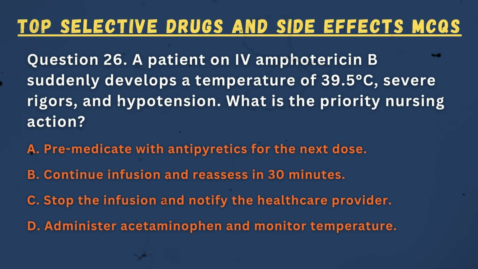Question 26. A patient on IV amphotericin B suddenly develops a temperature of 39.5 degrees Celsius, severe rigors, and hypotension. What is the priority nursing action? A. Premedicate with antipyretics for the next dose. B. Continue infusion and reassess in 30 minutes. C. Stop the infusion and notify the healthcare provider. D. Administer acetaminophen and monitor temperature.